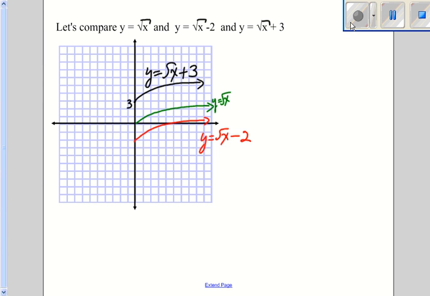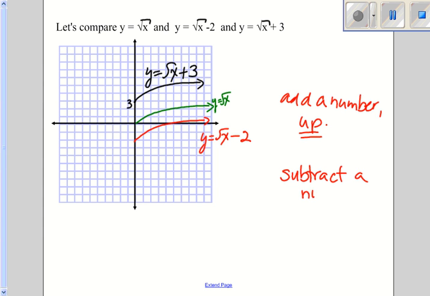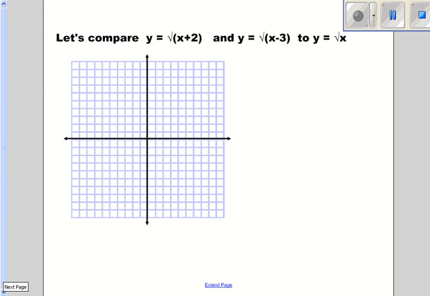So it appears that if we add a number to the end of the function, it appears that that function will move upwards. It appears if we subtract a number, that function appears to move downwards. Interesting. Okay. Let's try something a little bit different.